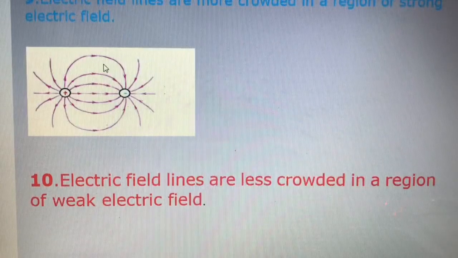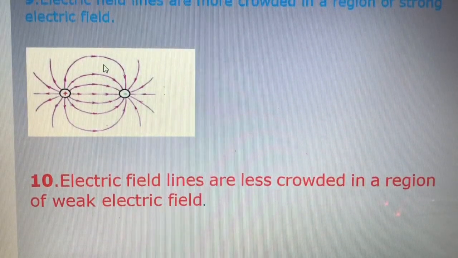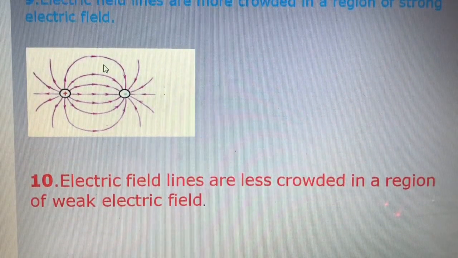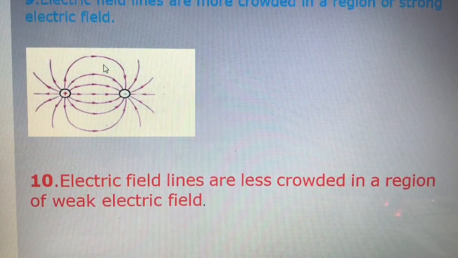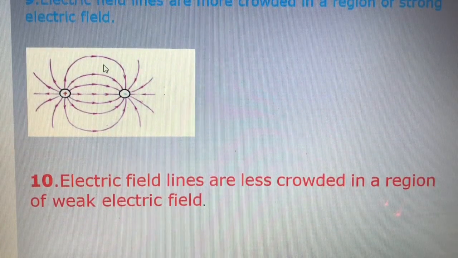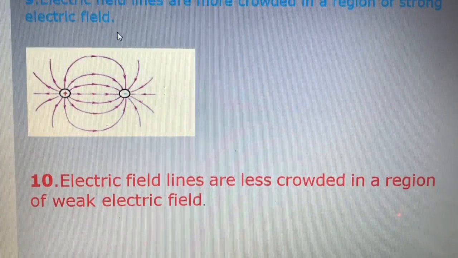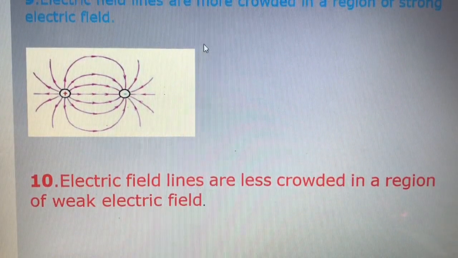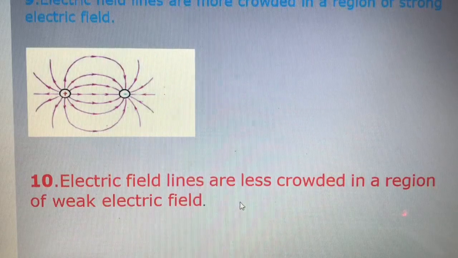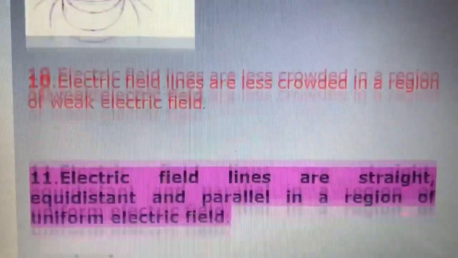The strength of the electric field is usually directly proportional to the length of the electric field lines and inversely proportional to the square of the distance. Electric field lines are more crowded in a region of strong electric field, but less crowded in a region of weak electric field.